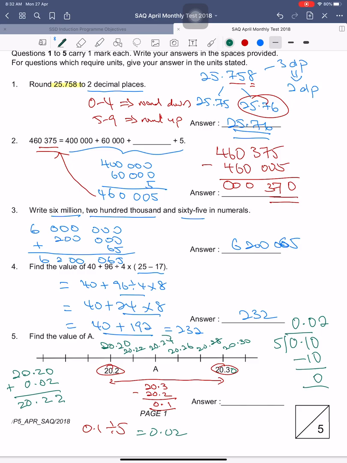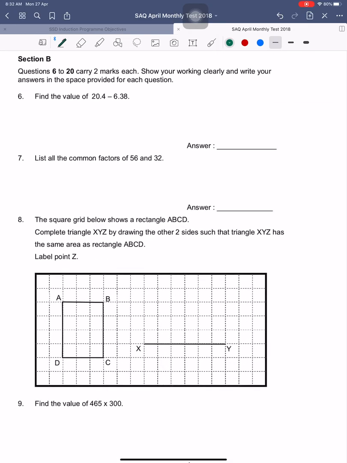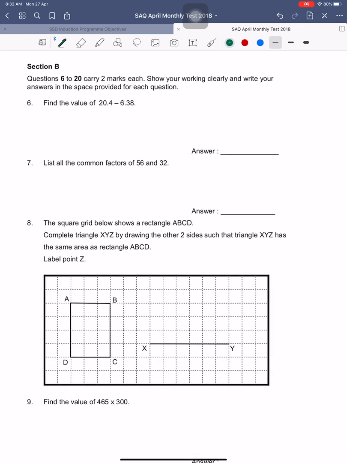So that is the answer. Because the question asked for A, it is 20.24. Please do pause the video if you need to go back to any of the questions. Okay, let's go on to question 6 now.